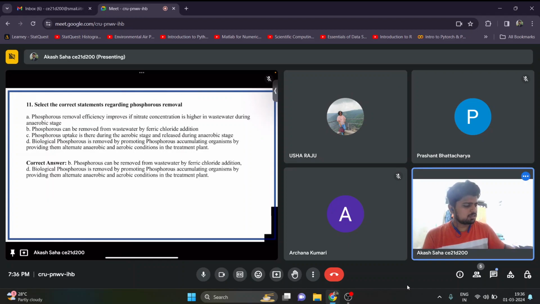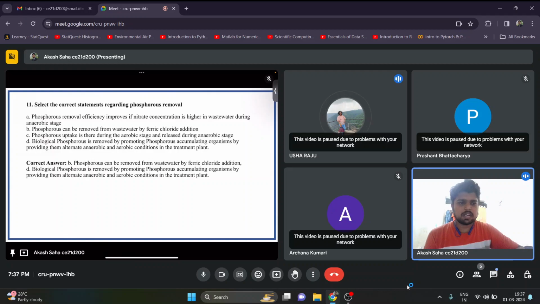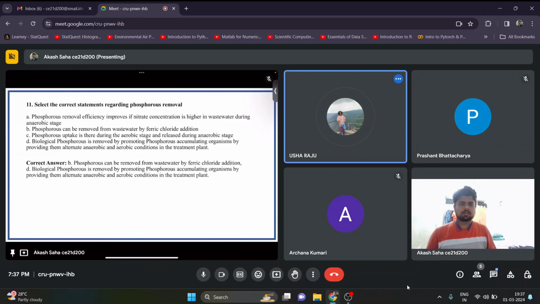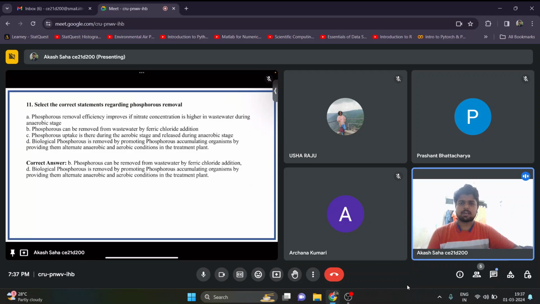I think there is some problem because there are alternate aerobic and anaerobic stages. So option B and D. These alternate stages are there, but this is correct, that during aerobic it is taken up. First, there should be an anaerobic stage and then there will be aerobic. Okay. So first the anaerobic stage will be there and then the aerobic stage. So option D is correct here.